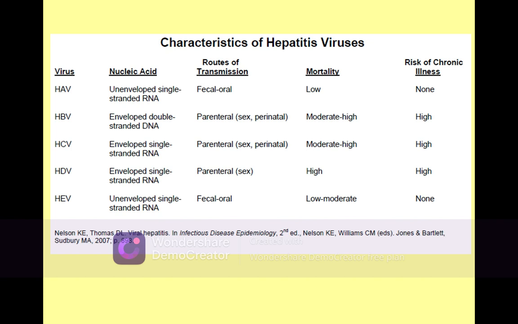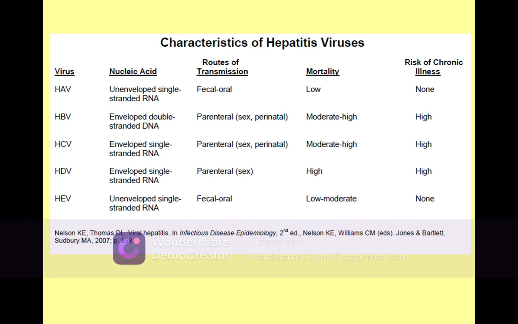Now, the characteristics of hepatitis viruses. I have said what the routes of transmission are. All the viruses are RNA viruses except the hepatitis B virus, which is a DNA virus. All viruses have the fecal route of transmission except hepatitis B, hepatitis C, and hepatitis D. So remember these things. There is a high mortality with the hepatitis D virus, which accompanies hepatitis B virus.